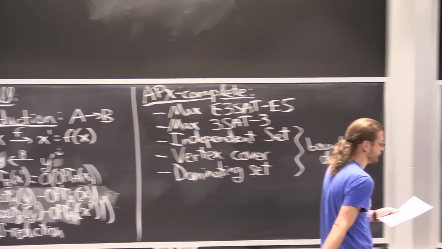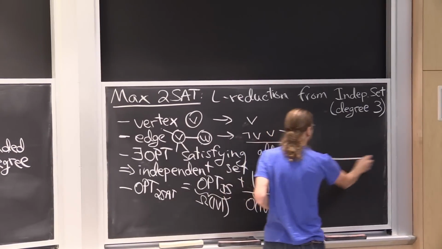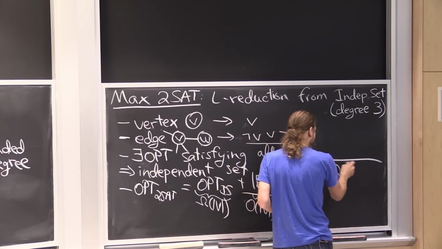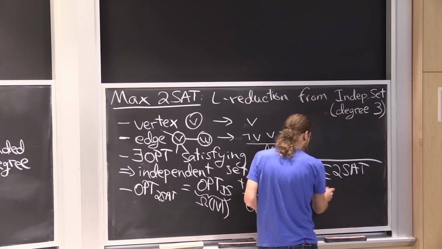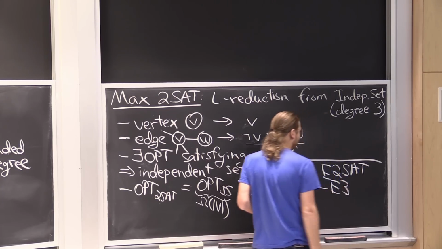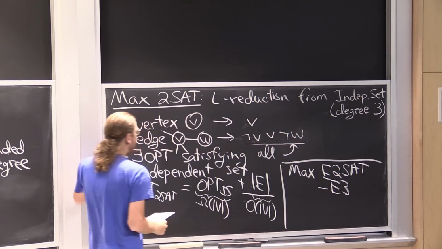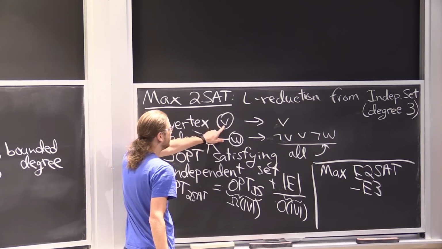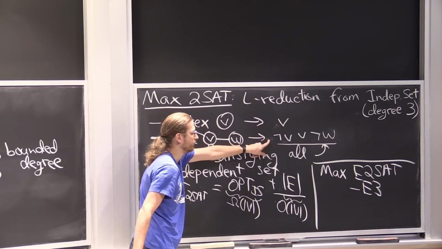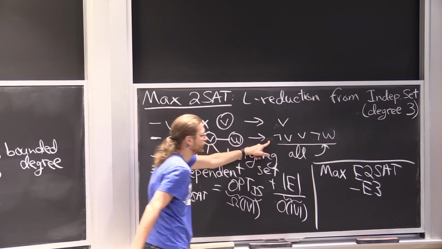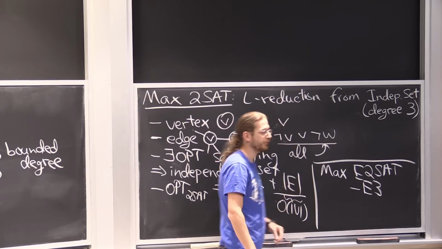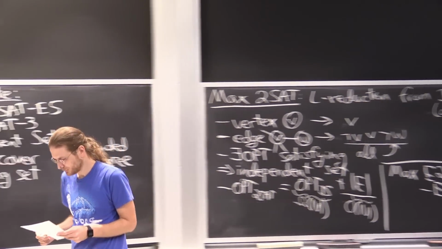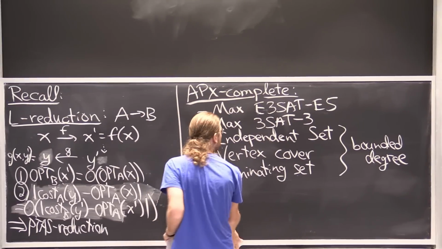Fun fact, which I won't prove, max E2-sat, E3 is also APX complete. So here we got some bounded number of occurrences. I guess each variable is going to appear in 1 plus 3, 4 clauses. You can get that down to 3 clauses per variable. Okay.